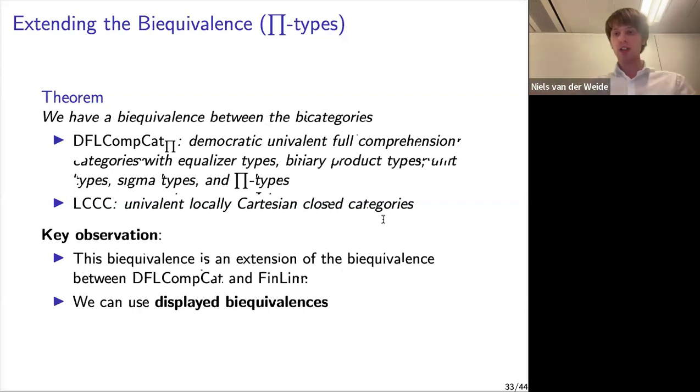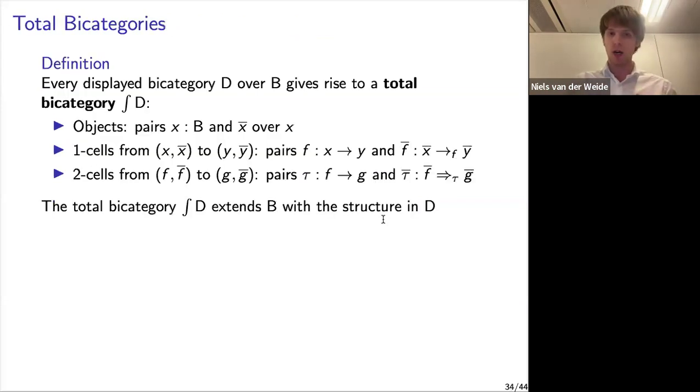But if we make use of the whole displayed machinery, then we can make this quite precise. Why? Well, we can see the bicategory of LCCCs and the other one as a total bicategory of some displayed category or displayed bicategory. And how do we make the total? Well, pairing something in the base with something over it. For the 0-cells, 1-cells, and the 2-cells, we take something in the base and something over it, and pair them: the total bicategory. So if we think of B as objects and D as additional structure or properties, then we're extending things in B with additional structure that we defined.